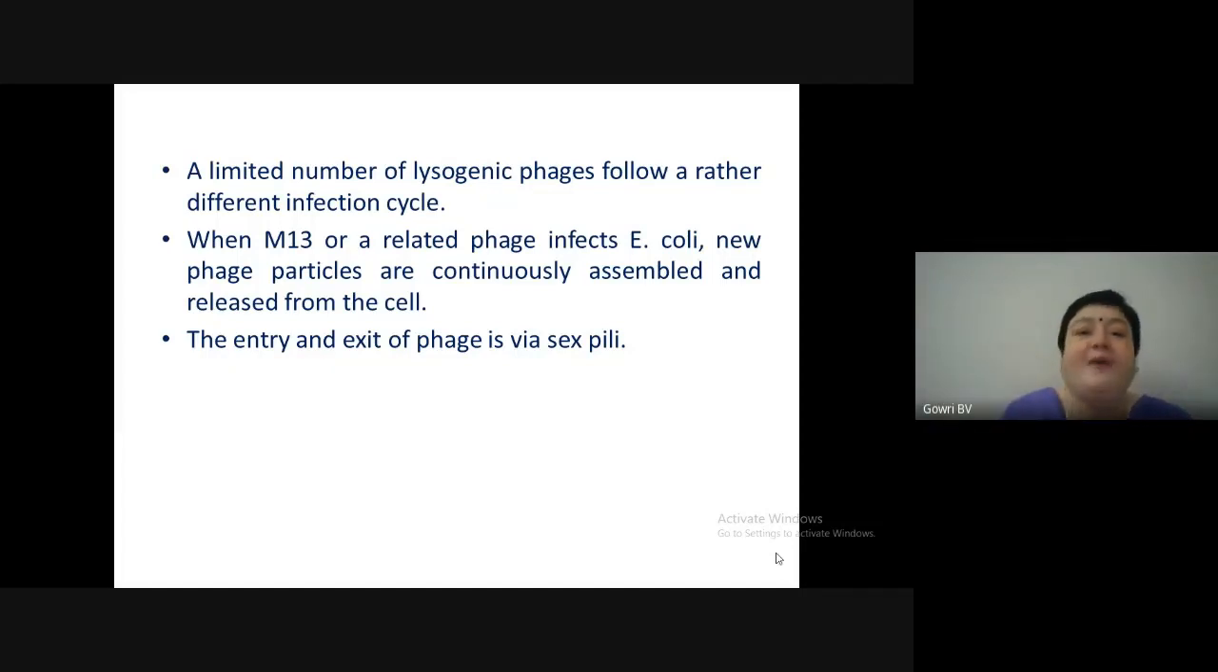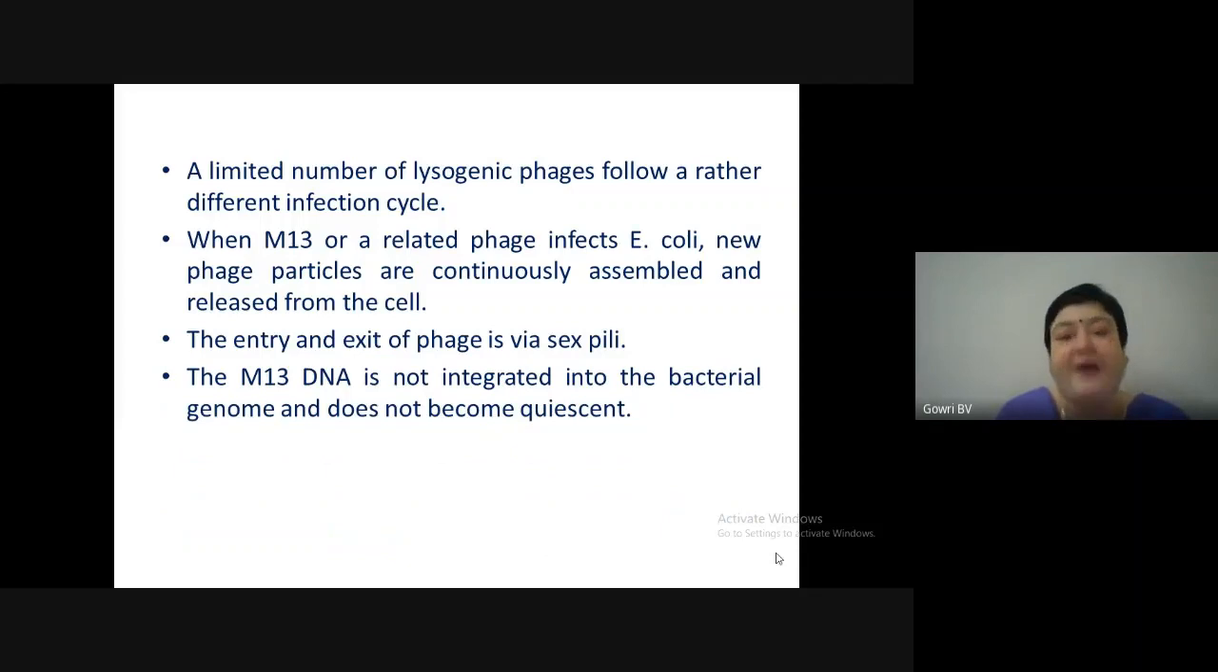The entry of the M13 phage is via sex pili. The exit of the phage particle is via sex pili. So there is no breakdown of the host cell. The entry and exit of phage is via sex pili, what we call conjugation pili. The M13 DNA is not integrated into the bacterial genome and does not become quiescent. As I told you, in case of lambda phage, there is integration. M13 phage does not integrate its DNA inside a bacterial genome, so it doesn't remain quiescent.